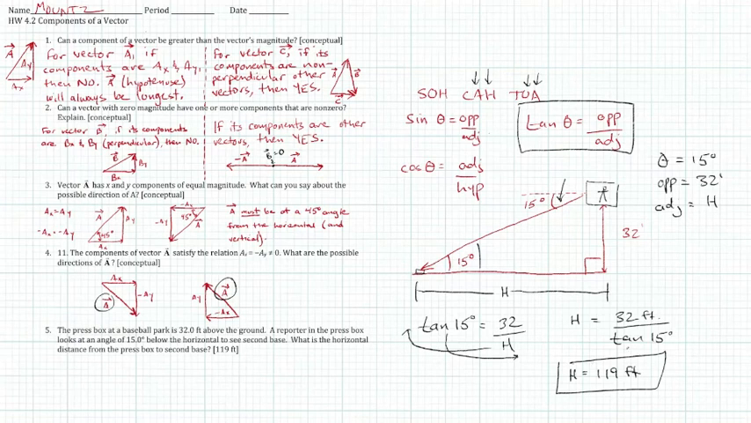Again, if you get a wrong answer, make sure your mode is set to degrees, not radians, because that's 15 degrees right there. But if you take 32 divided by tan of 15, you should get a horizontal distance of 119 feet. Let's move on to question number 6.